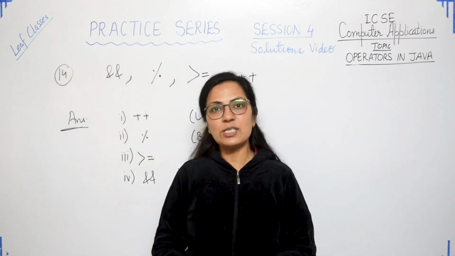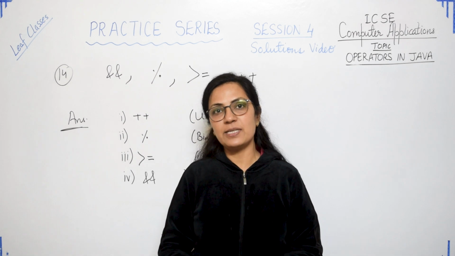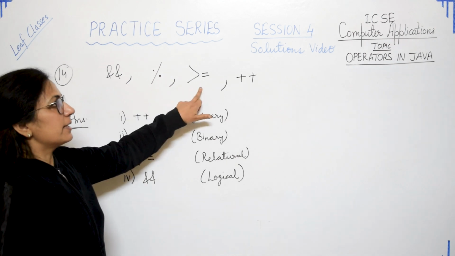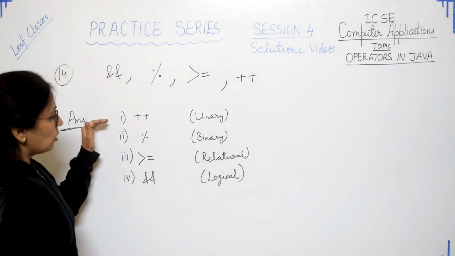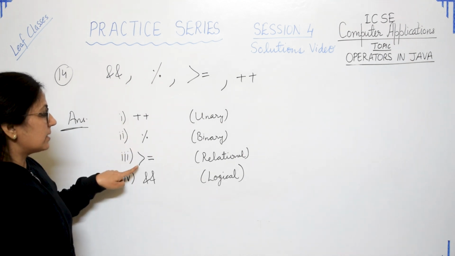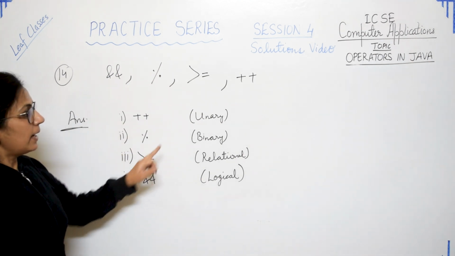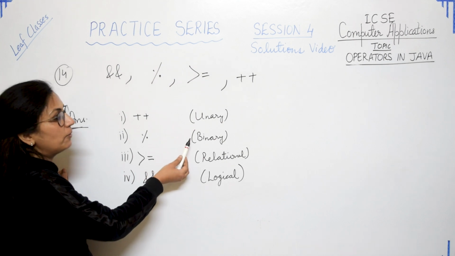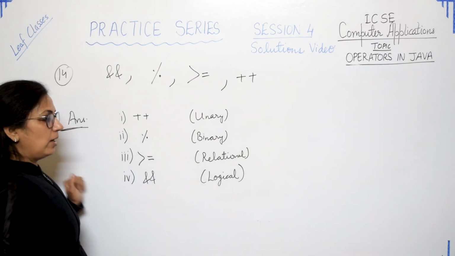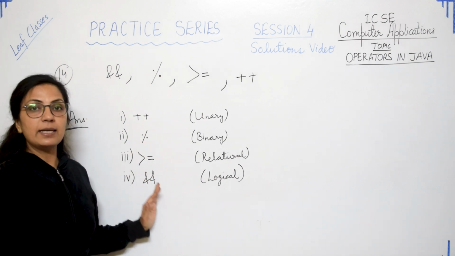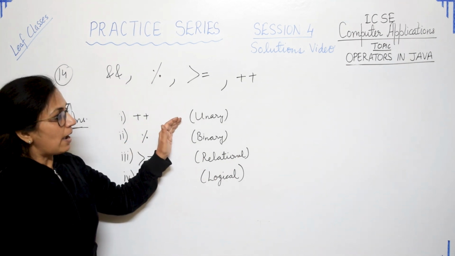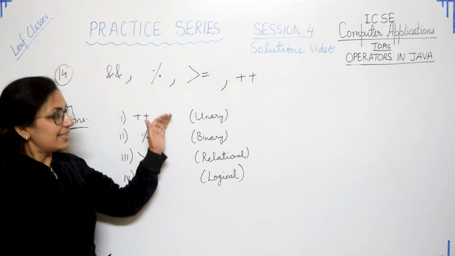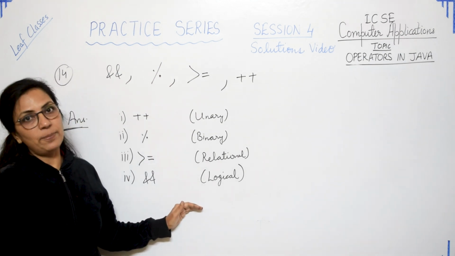Question number 14 is to arrange the given operators in the order of higher precedence to lower precedence. So here these four operators are given: and, modulus, greater than or equal to, and plus plus. The correct order is plus plus, modulus, greater than or equal to, and then the and operator. Here I have written the types of these operators. This is a unary operator, always performed first, then the binary, then relational, and then logical. In place of these operators, other operators can also be there. So you have to just remember, first always unary, then binary, then relational, and then logical. This is the order from higher to lower precedence.